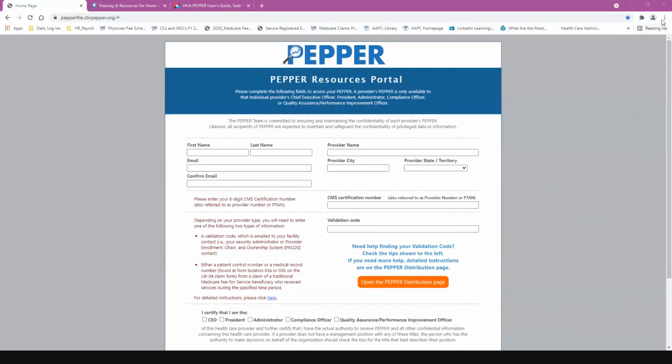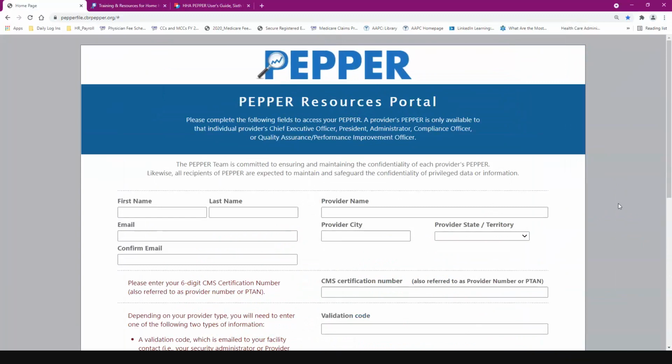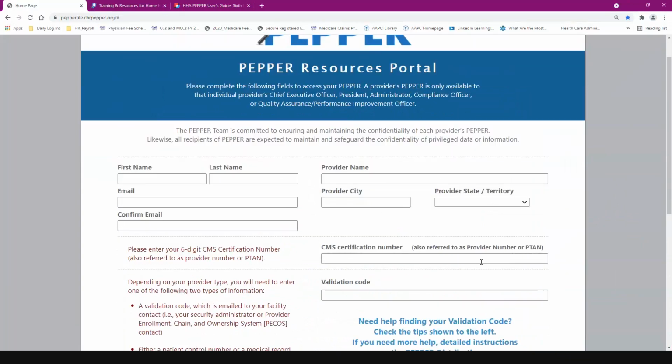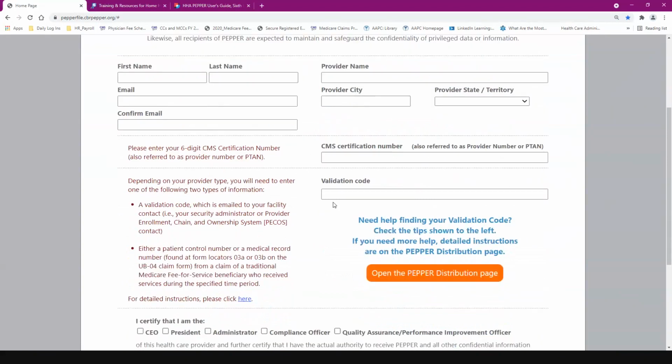All right, so we're looking at the PEPPER portal now. And this is where you'll go to download your PEPPER. As we said before, we do have some information that you're going to need to input: your first name, last name, the provider name, and where they're located. Again, here's your CMS number. Depending on the provider type, you can either enter the validation code, which, as I mentioned, is sent to the contact on file in the PECOS system, or you may be able to enter a patient control number.